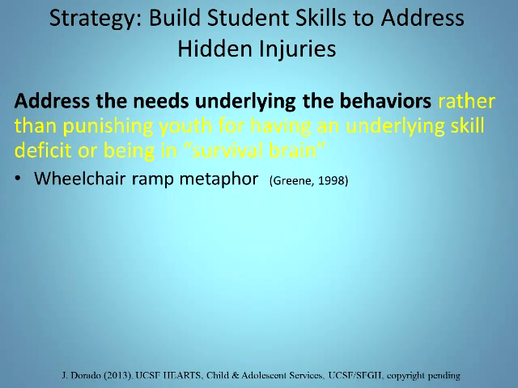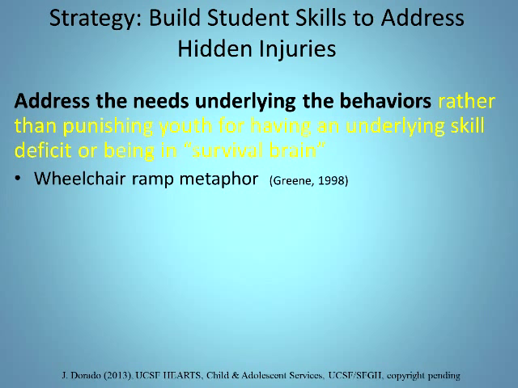So he uses a wheelchair ramp metaphor, and what I like to say is, look, say that I've been in a car accident. My legs have been terribly injured. I'm in a wheelchair. If I'm at the bottom of a set of stairs, no amount of star charts, consequences, money, cajoling is going to get me up those stairs. What do I need? I need a wheelchair ramp. I need some scaffolding, I need a tool to get this. So it doesn't mean that I can't get to the top of the stairs, it means that I need tools, scaffolding, support.